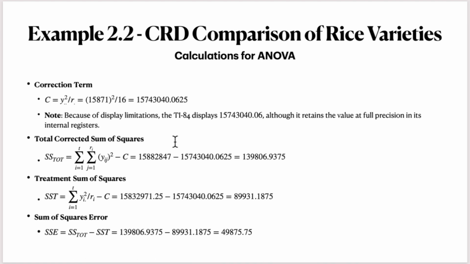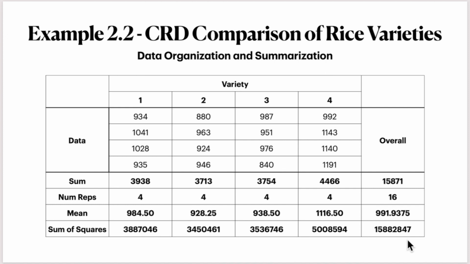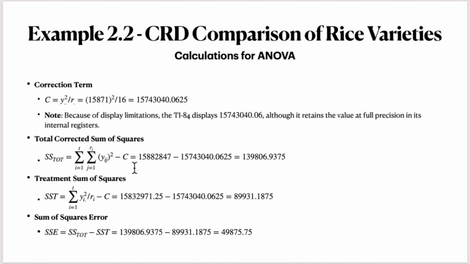Next, we have to calculate the total corrected sum of squares. And that is obtained by first calculating the total of the squared values of the observations in the combined sample, and then from that subtracting off this correction term. Now let's go back to the table and find that uncorrected sum of squares. And again, that is going to be right here, the overall uncorrected sum of squares. Okay, and so that is what we've got here. We subtract off this correction factor, and so we get the corrected total sum of squares.